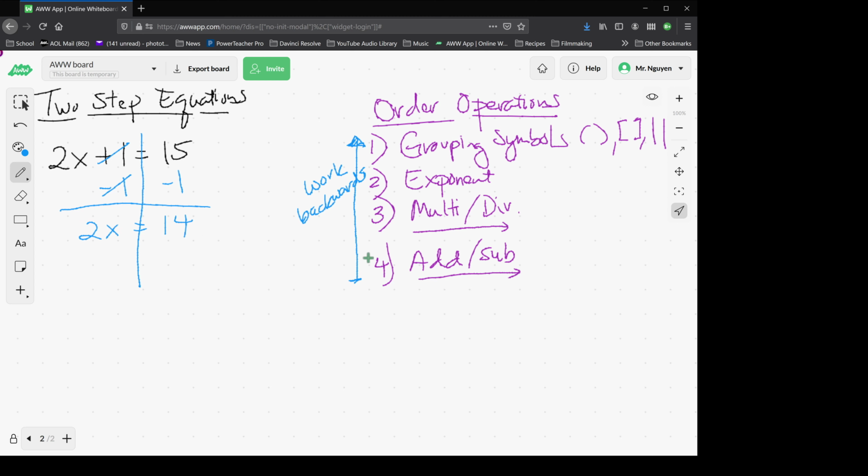And again, working backwards, now we do the third one, which is multiplication and division. So here we have 2x. That's 2 times x. So that's what we need to undo. If we're multiplied by 2, we then divide by 2. So now x is equal to 7. And that's our answer. And again, we can always check it. We have 2 times 7 plus 1. Does that give us 15? Well, yeah, it does, because it was 14 plus 1.